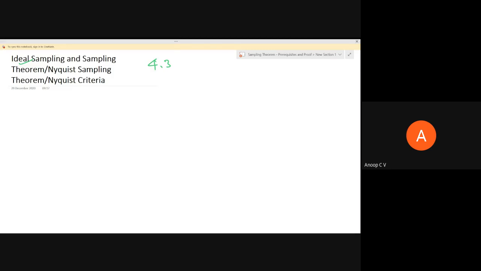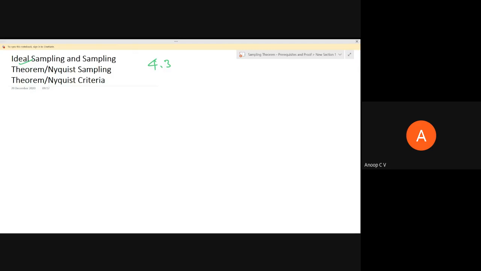It tells us basically what the sampling interval should be, or at what rate the sampling should be done, so that the samples can reliably represent the original signal, and from the knowledge of the samples we can reliably reconstruct the original signal. So that's what we are going to see in today's session.